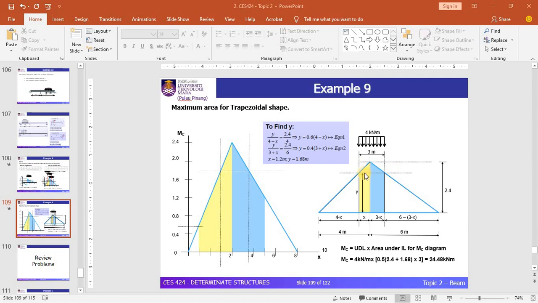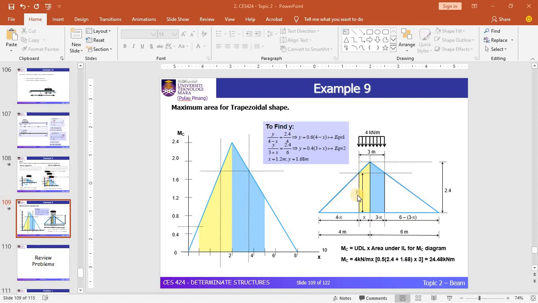Okay, so by looking at this diagram, you can see that we assume the variable x is the length of the UDL to the left, and the right-hand side will be 3 minus x. We know that the total length of this UDL is 3 meters, so this will be 3 minus x. Our objective is to find this particular x.